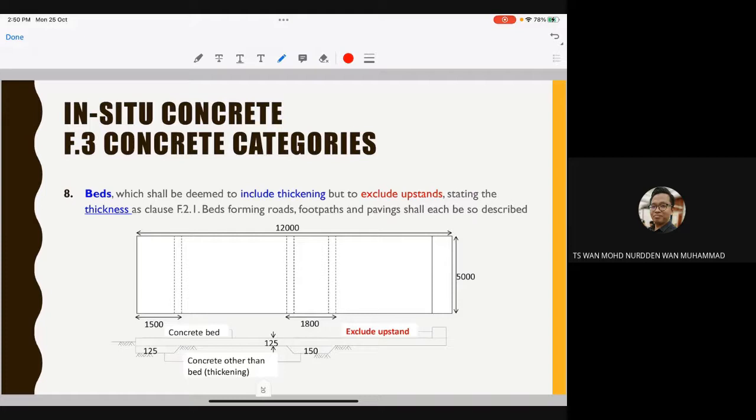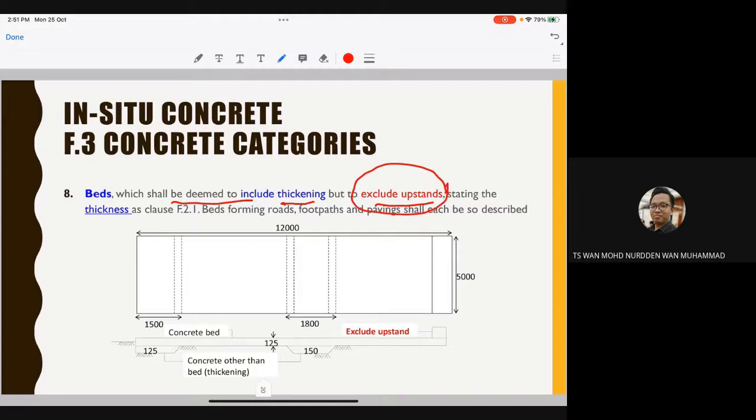Okay, number 8, beds. We shall be deemed to include thickenings, but to exclude upstand. Setting the thickness as clause F.2. Okay, thickness dia berapa? Less than 100 and up to 300 tadi kan, ada dia punya range lah. Defer balik F.2.1. Kalau kita buat bed, we shall be deemed to include thickening. Kalau ada thickening, boleh combine lah. Jika kat sini shall be deemed to include kan, maksudnya sekali lah. Tetapi kalau ada upstand, kena exclude.